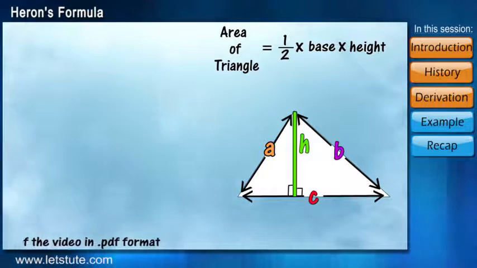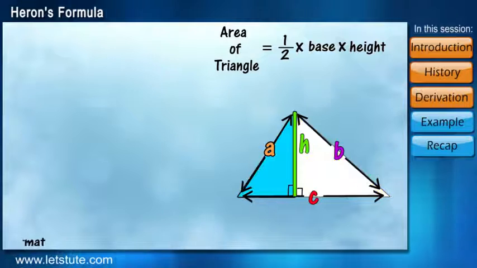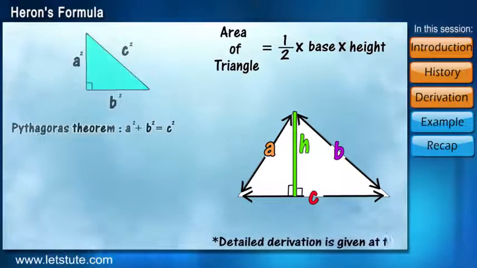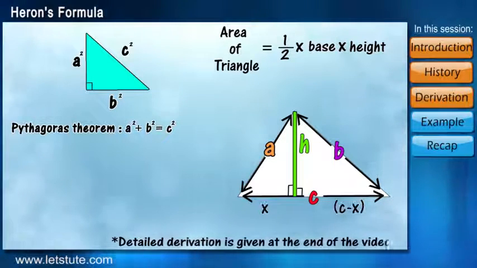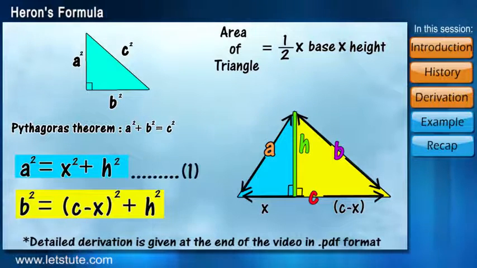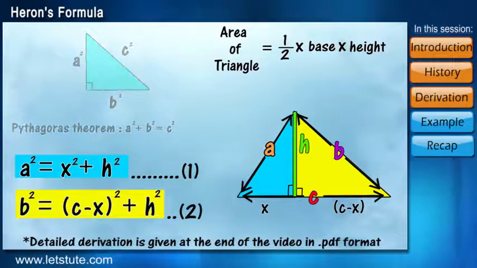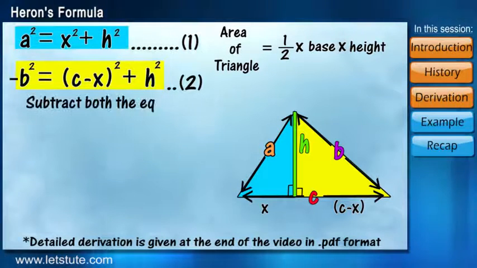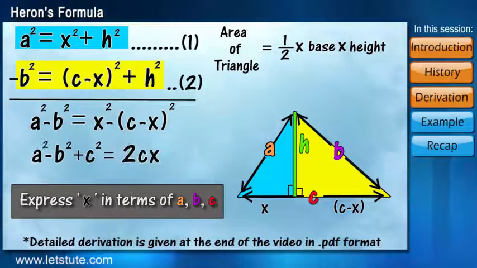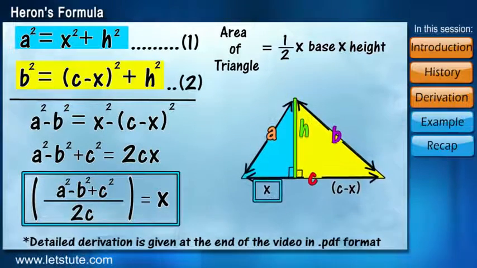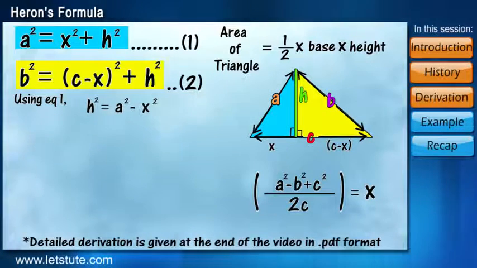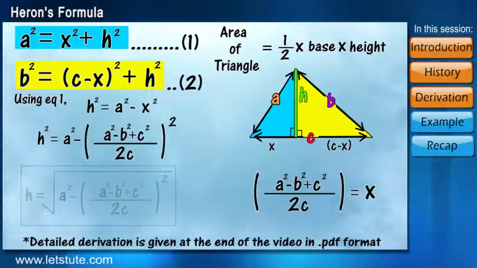Now, we have two right-angled triangles. And as soon as we see right-angled triangles, the first thing that comes to mind is Pythagoras Theorem. So let's apply Pythagoras Theorem in both these triangles. Now we have equation 1 and 2. Let's subtract both the equations and get the value of x in terms of a, b and c. Now using equation 1, we can also get the value of h.